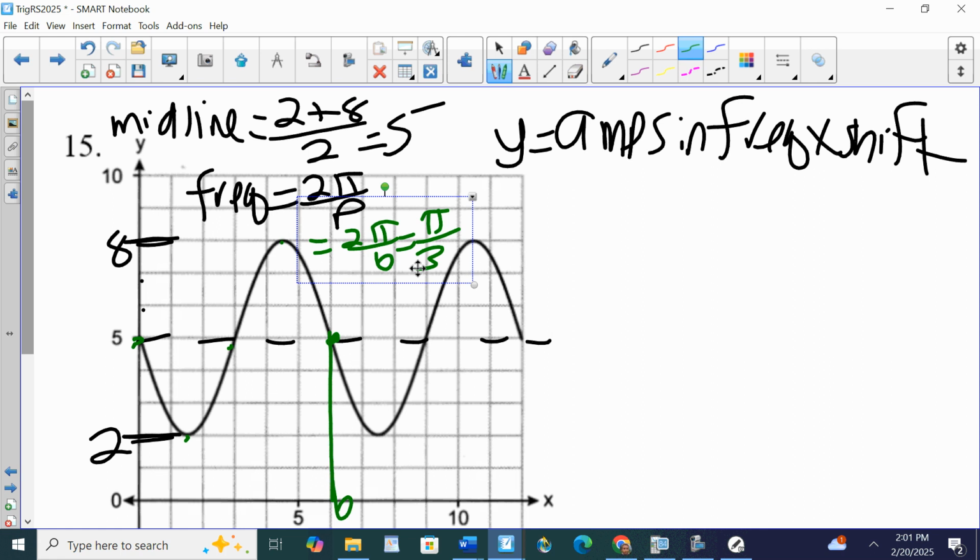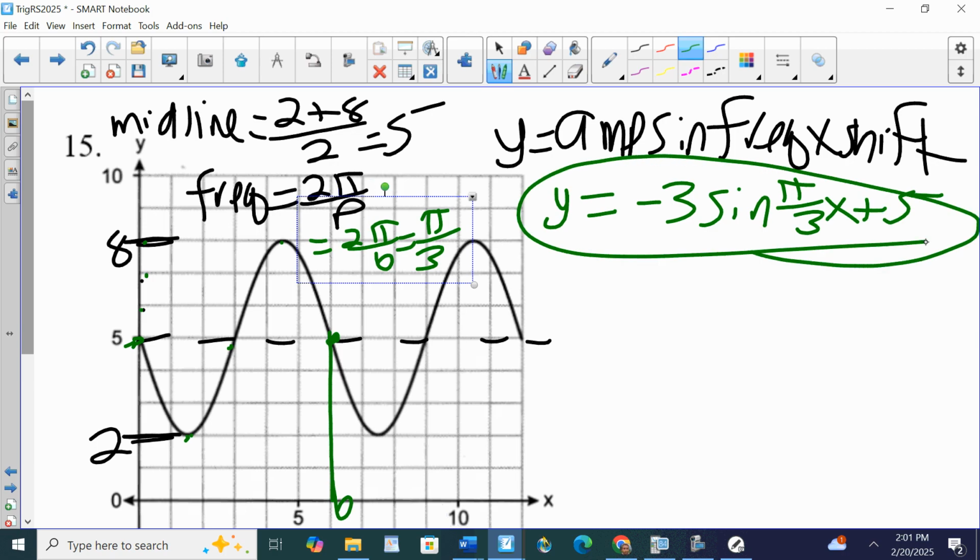So now, let's go. Amp, sine, freak, X, shift. Amp is 1, 2, 3. It's a negative sign because it goes from the midline and goes down. So I throw negative in front. Freak is, I found out to be pi over 3. X shift is 5.